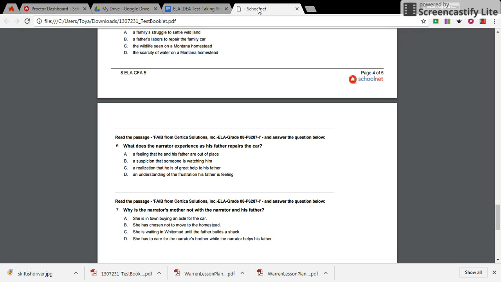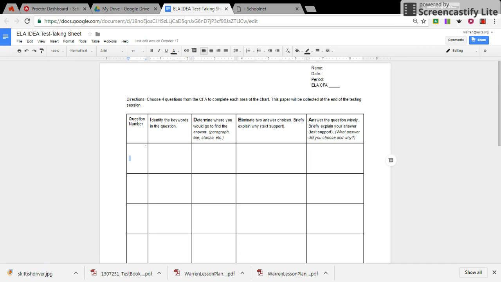There may have been somebody else within the same text, but it's only asking me about the narrator and what he experiences while his father is fixing the car. So I would write down narrator, experience, father repairs the car, and that's what I would write in the identify the keywords in the question. For most of your questions, you should have more than one keyword.